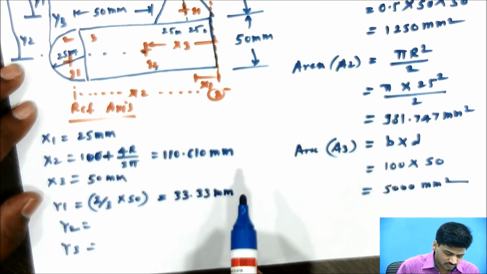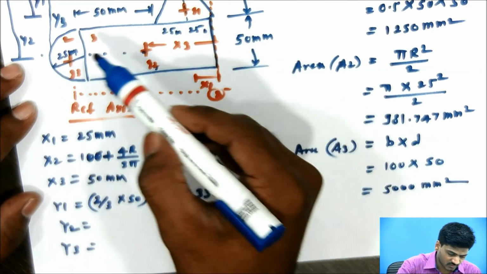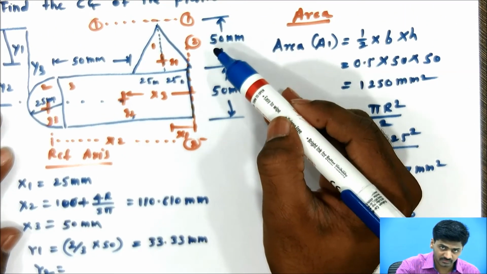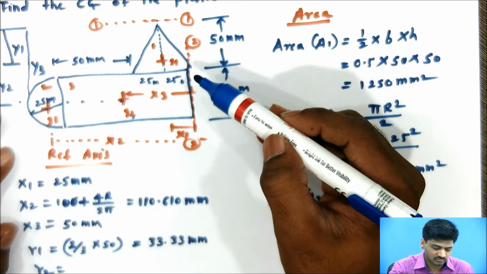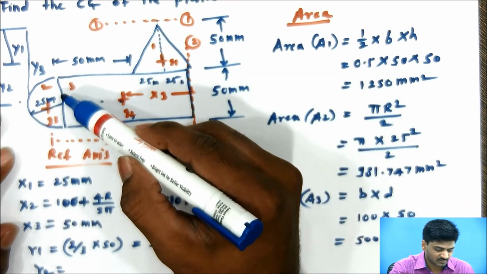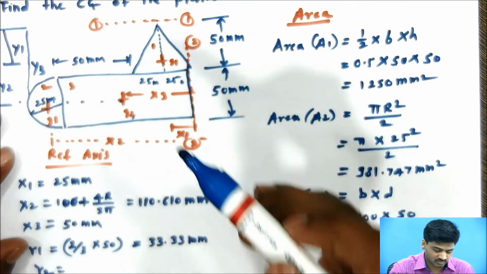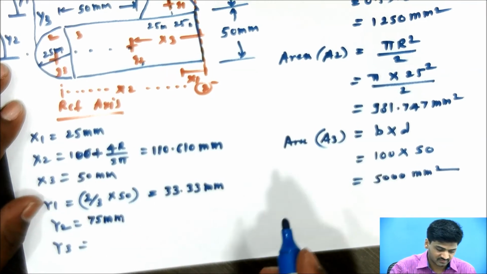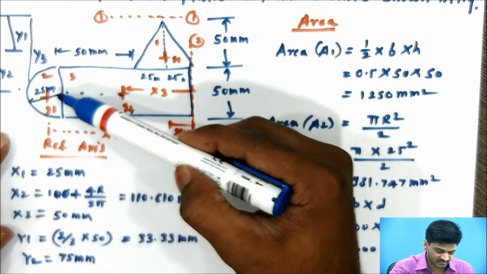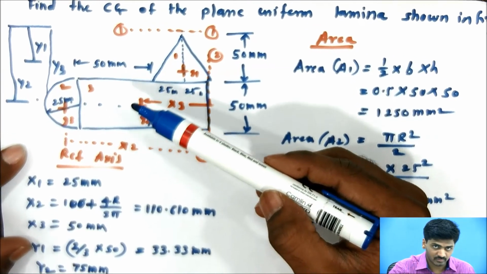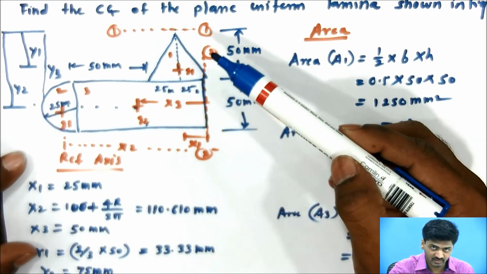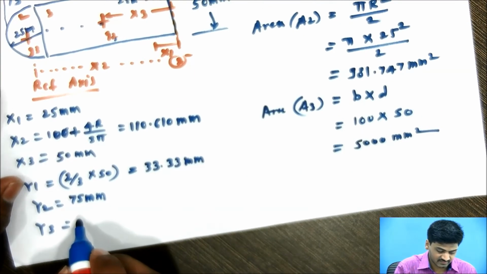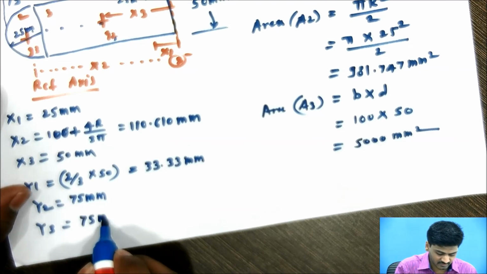Now the next, y2. y2 is nothing but this vertical distance. So already this is 50, this is 50. And now I require this distance. So 50 plus 25, you will get 75, so this is your 75 mm. Simultaneously, you may consider y3 is also exactly over the same plane. From reference axis 1-1, you will get the same distance. This is 50 plus half of this 25, you will get exactly 75. So this is 75 mm.